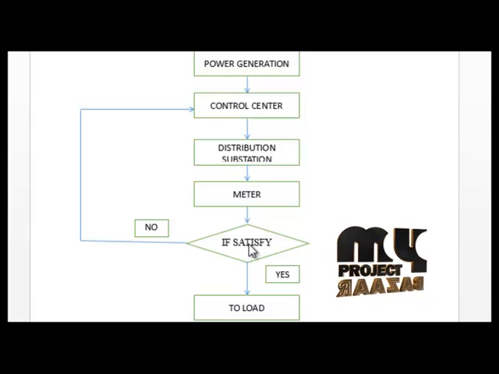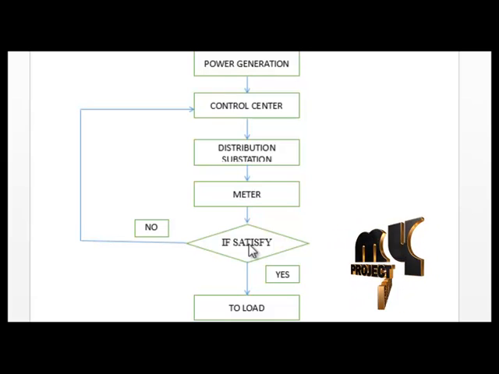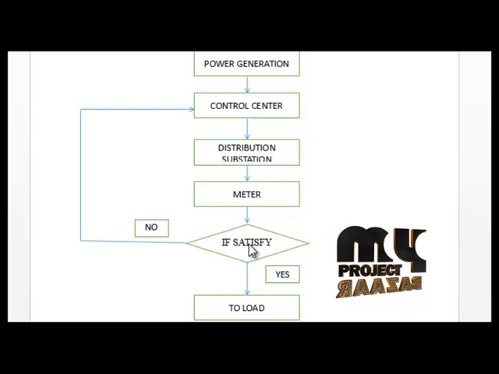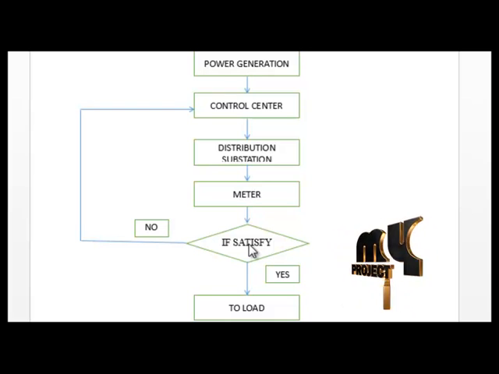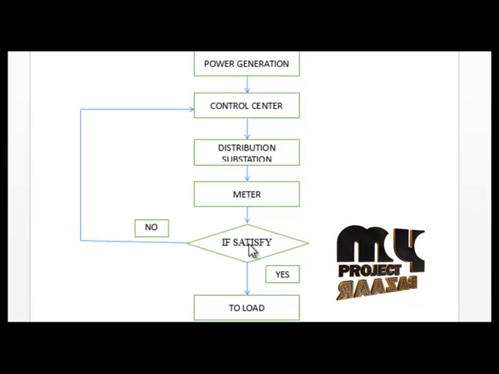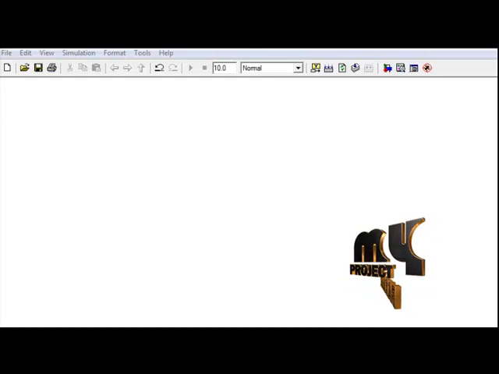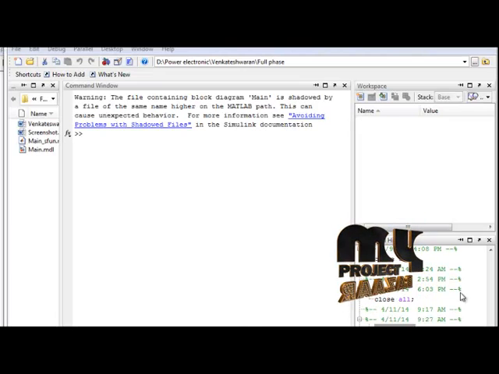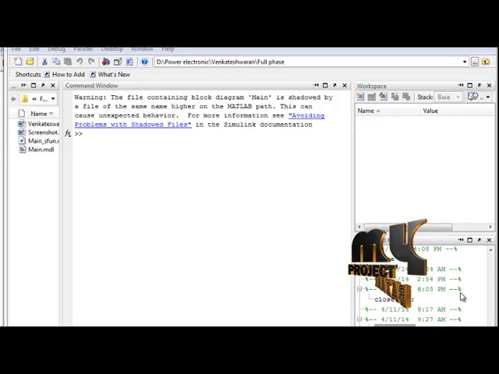Then finally, our main motto is to detect the fault and locate where the fault is detected. If a fault occurs it is 1, and if a fault does not occur it is 0. Thank you. Now we are going to see the implementation work of this process.